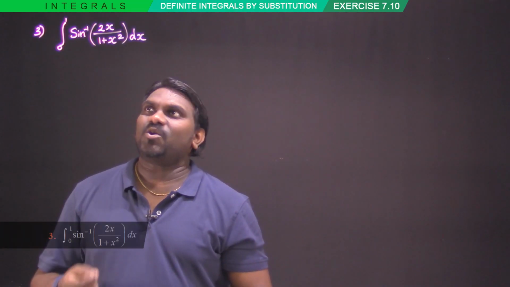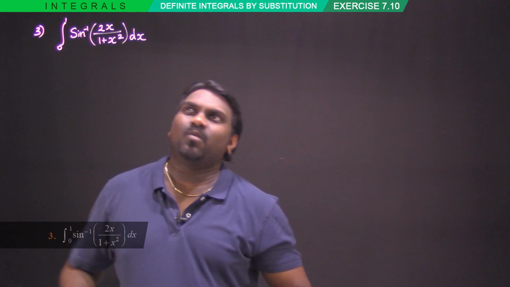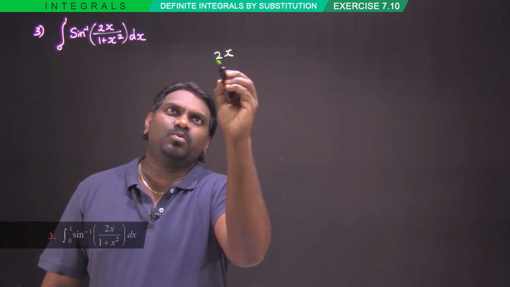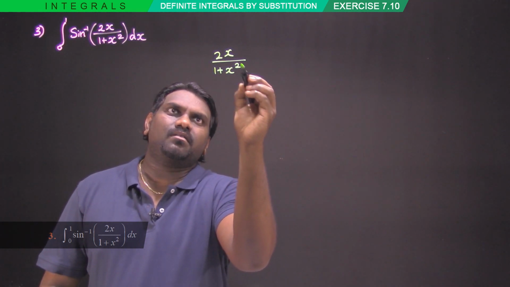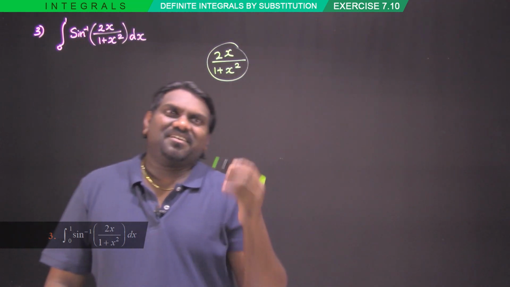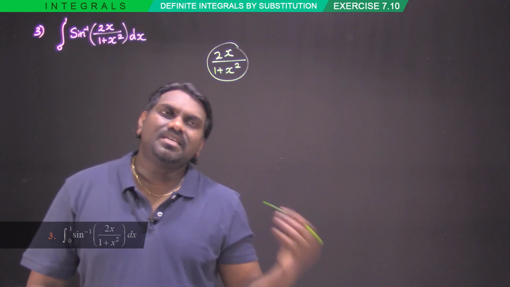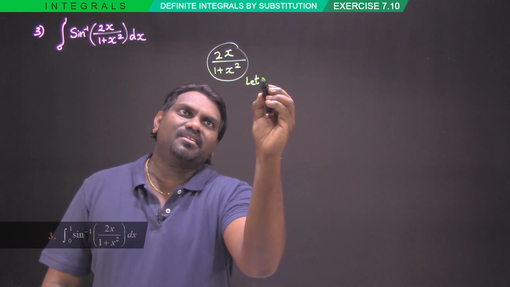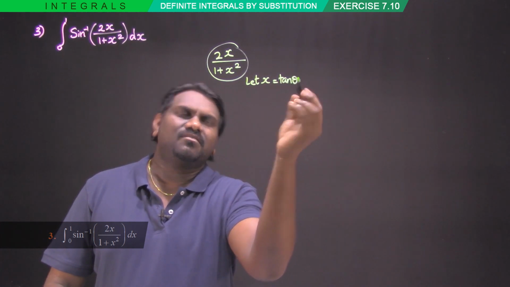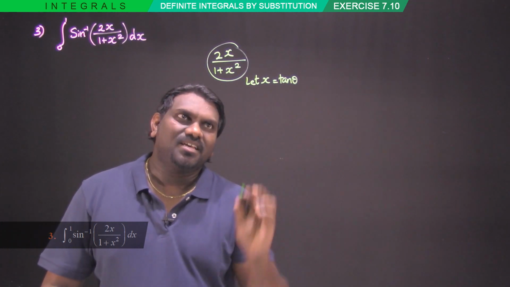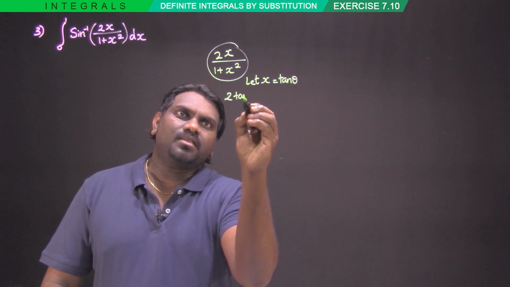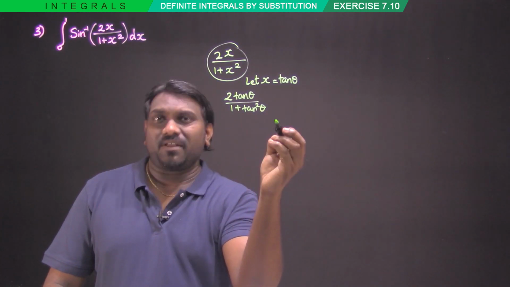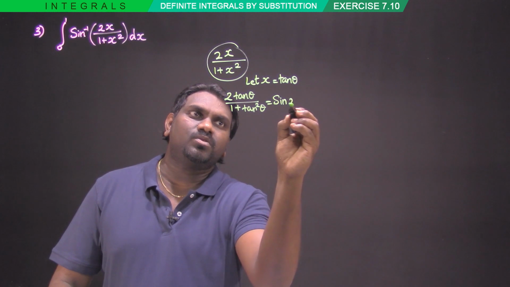On to the third question: integral from 0 to 1 of sine inverse of 2x by 1 plus x square dx. I don't know how many of you have an idea about 2x by 1 plus x square, we have seen these formulas in many places. What you're going to do here is put x equal to tan theta, nothing else. It's going to be pretty easy, because as you know, 2 tan theta by 1 plus tan square theta is sine 2 theta.